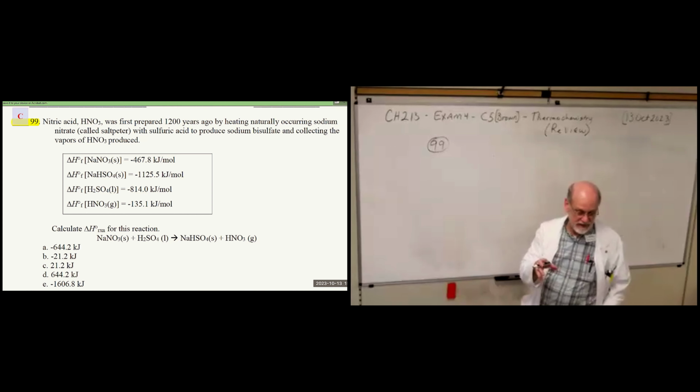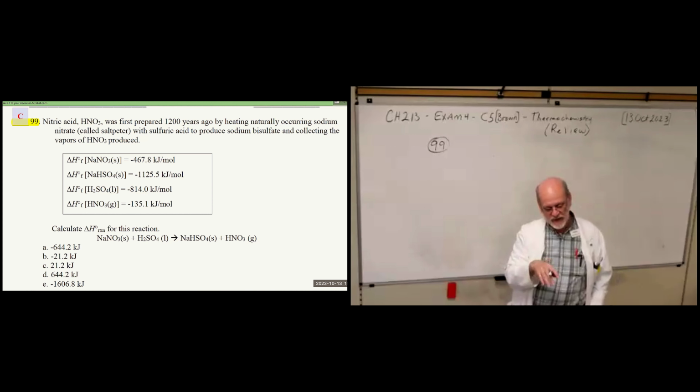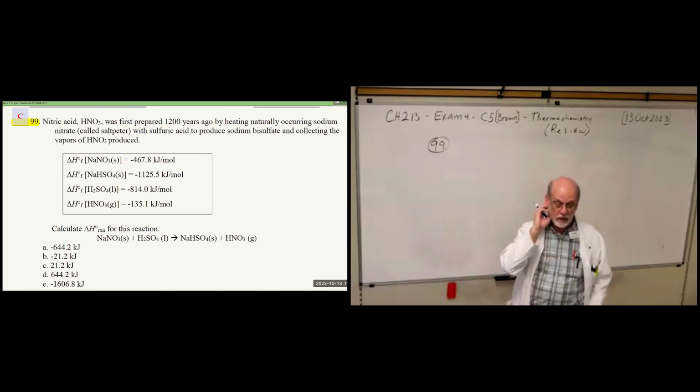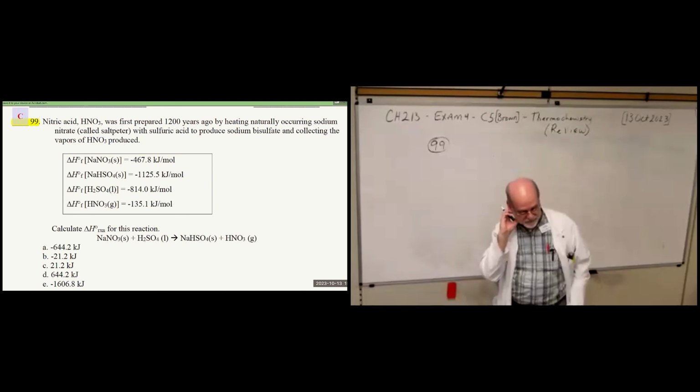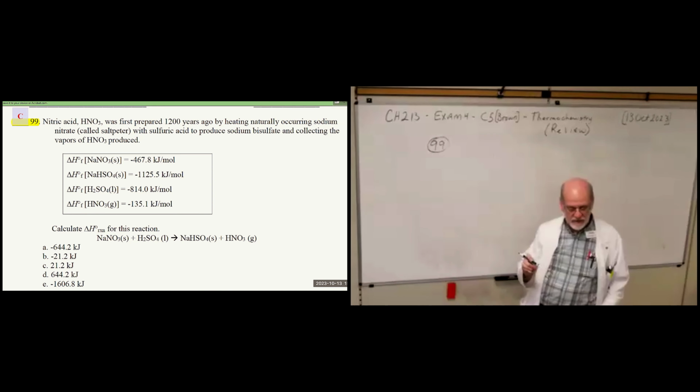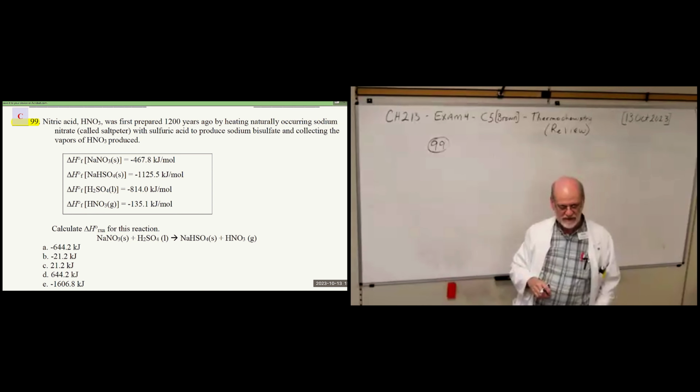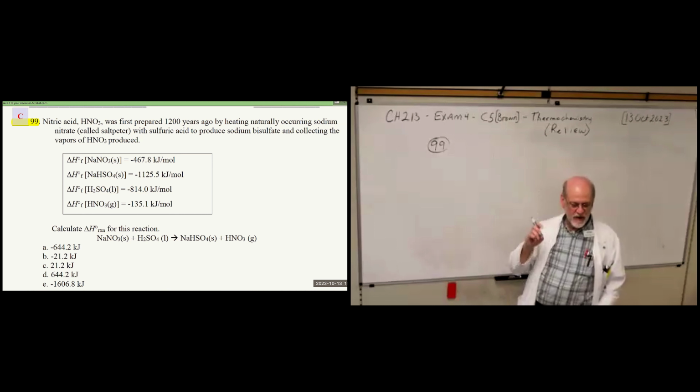Nitric acid, HNO3, is first prepared 1,200 years ago by heating naturally occurring sodium nitrate, saltpeter, with sulfuric acid to produce sodium bisulfate and collecting the vapors of HNO3 produced. Right, so how do they collect those vapors? Does the apprentice suck them into his lungs and blow them out somewhere else? No. They probably bubbled it through water. HNO3 will dissolve in water and you've got nitric acid.